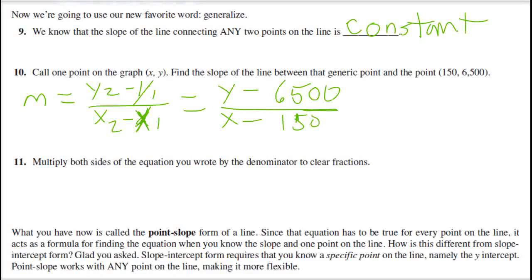So I've written an equation for my slope in general terms. I can plug in any x and y and get my slope. And as we know before, that's going to be equal to $40 per person. Multiply both sides by the denominator to clear the fractions. Go ahead and do that. Restart the video once you're done.